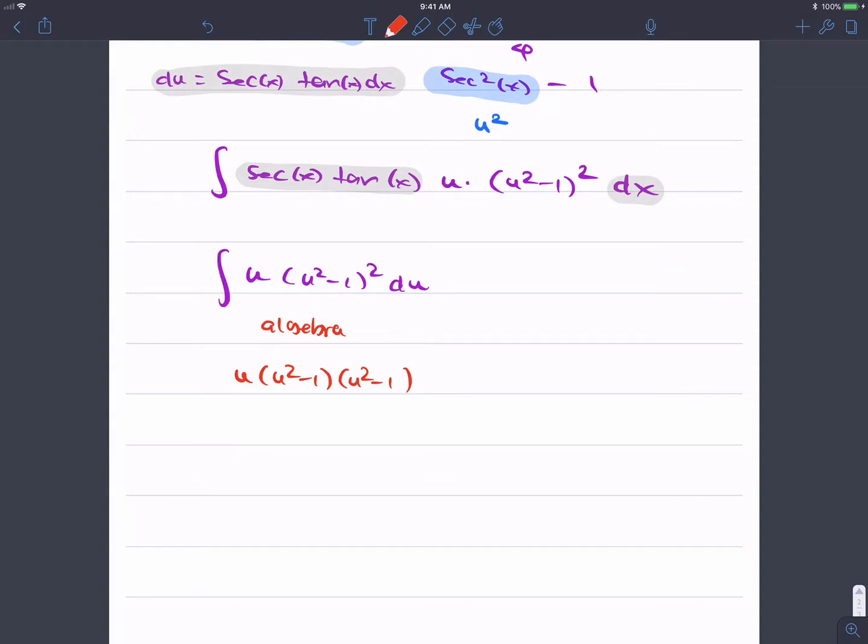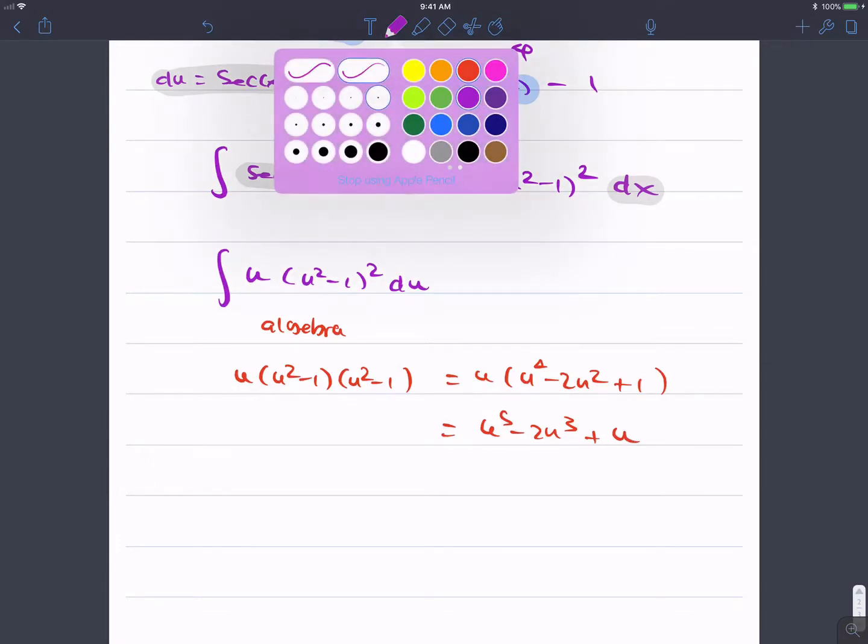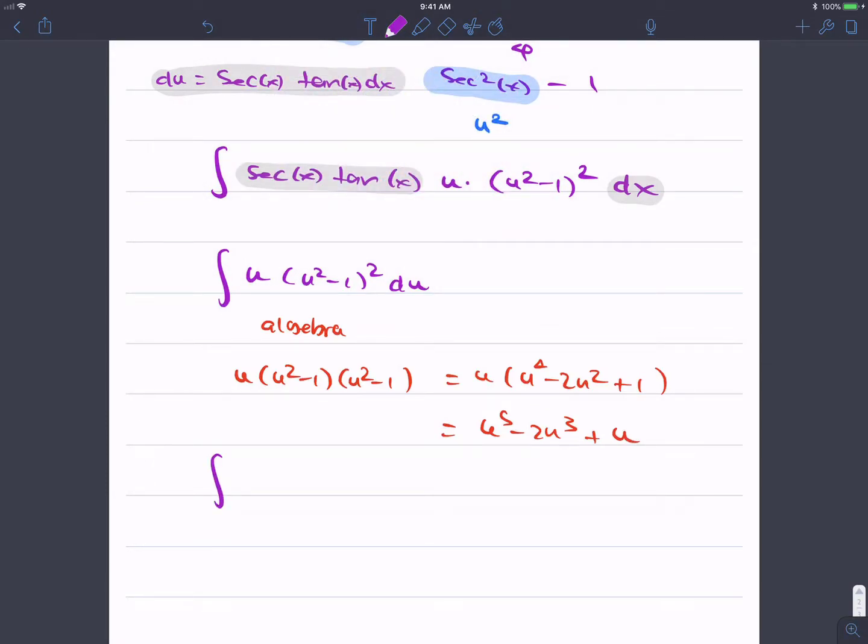This becomes u times u to the fourth minus 2u squared plus 1, or we can say u to the fifth minus 2u cubed plus u. So we're going to integrate now u to the fifth minus 2u cubed plus u, and that'll be with my du.